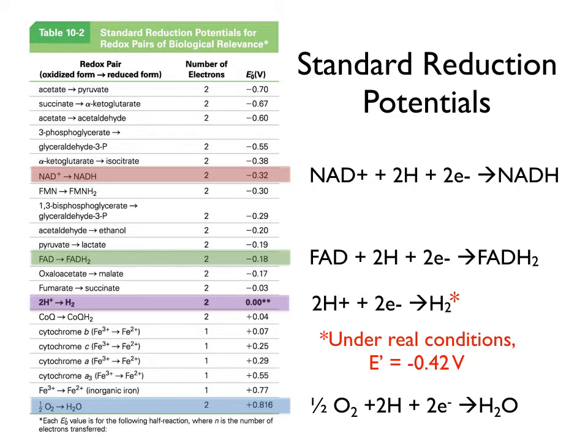Right, so remember, these are standard electrode potentials. These are under standard conditions. Under real conditions, the values might be quite different. It's not always easy to measure those real conditions, but just for the standard reaction of H plus to molecular hydrogen, the E prime for that, the real world value, is actually minus 0.42 volts. So just recognize that the standard electrode potentials are a good guide, but we need to know the actual conditions to get actual numbers to do actual calculations.